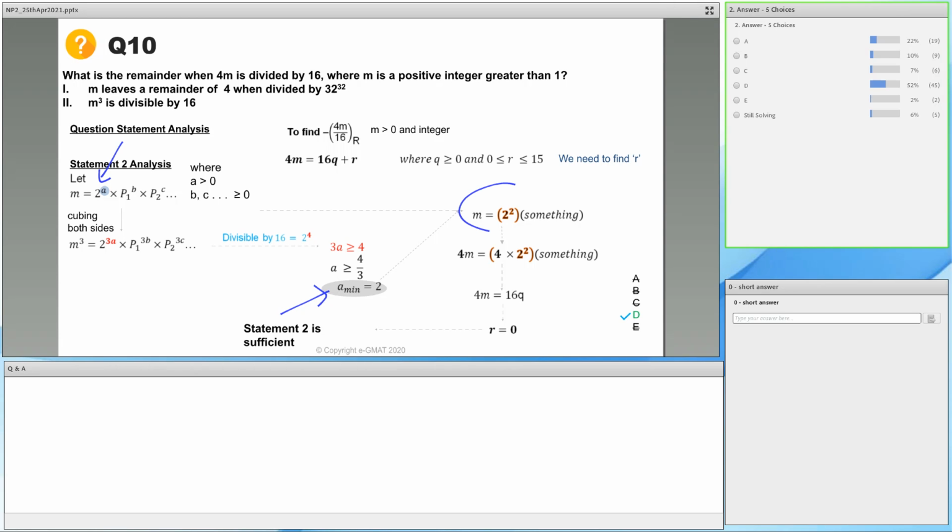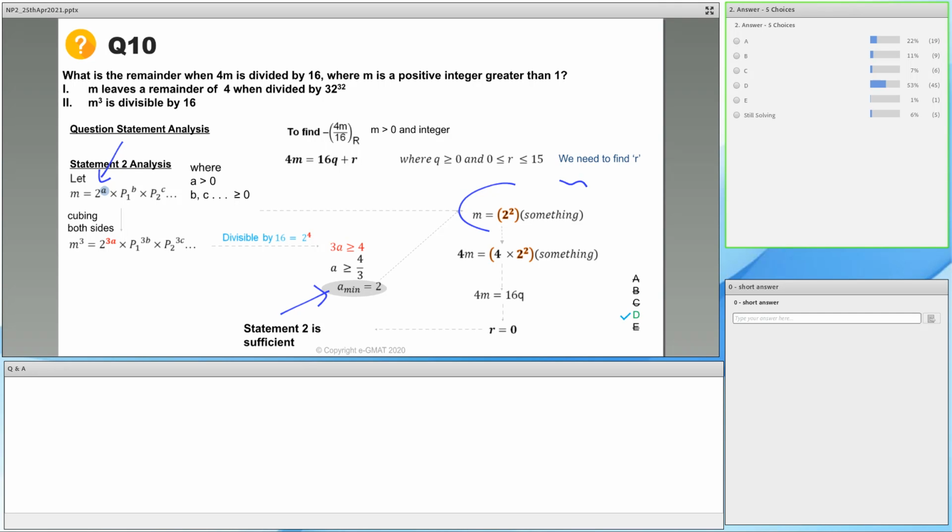Your m is 2 square into something, 2 power 2, because the minimum value is 2. M is nothing but 2 power 2 into something. I don't care what that 16 is. So I already know that m is equal to 4 into something.